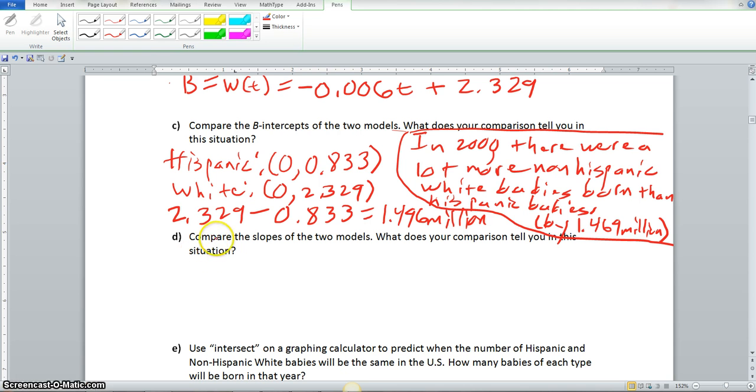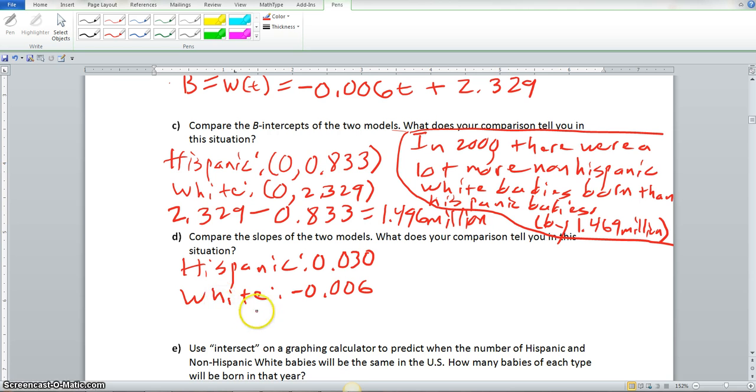Okay, now it says part D. Compare the slopes of the two models. What does your comparison tell you in this situation? Okay, so now we will do the Hispanic slope, and we will also do the white slope. The Hispanic slope is 0.030. The white slope is negative 0.006. Of course, we're talking about Hispanic babies and non-Hispanic white babies with these slopes. So we will subtract these slopes. We have 0.030 minus a negative 0.006, and this would give us a positive 0.036.